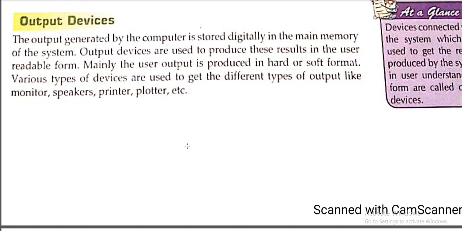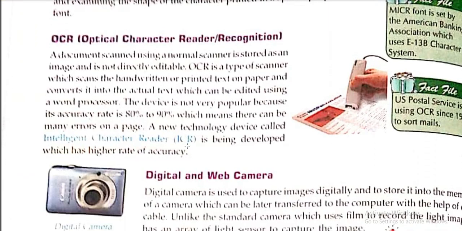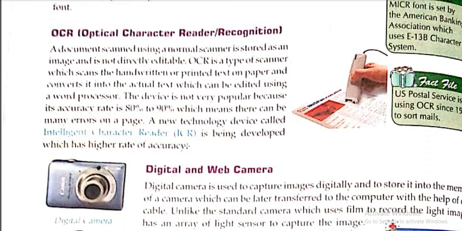So today we will study different types of output devices. The first one is OCR, optical character reader, or you can say optical character recognition. Basically, what is this? When we scan any text document, any word document, the document will be converted to image form. So this is a device which reads the image and converts it into editable form. This image will be converted to editable form by the optical character reader.